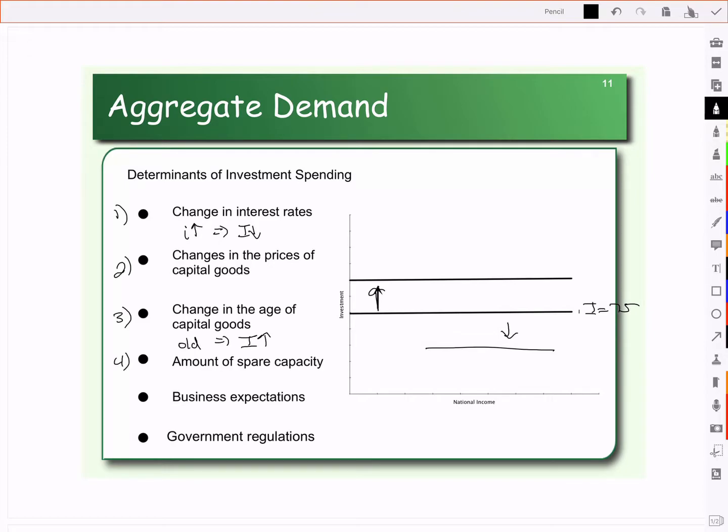Businesses also look at the amount of spare capacity. Spare capacity is essentially your warehouse, places to store your goods that you have made. If you have no spare capacity, so you have nowhere to store the goods that you have made, then you're going to need to do some investment spending and build another warehouse or location.